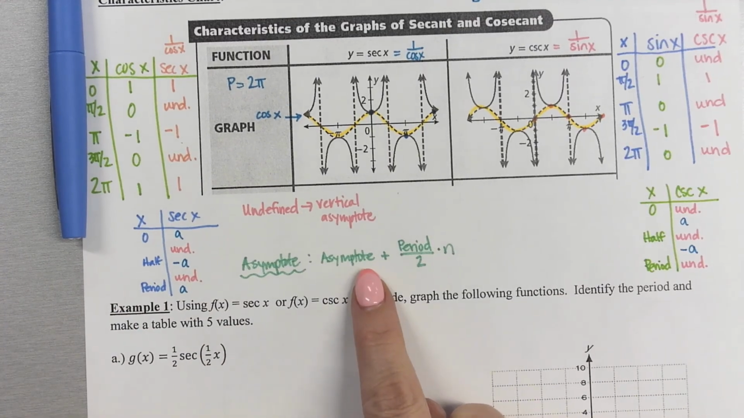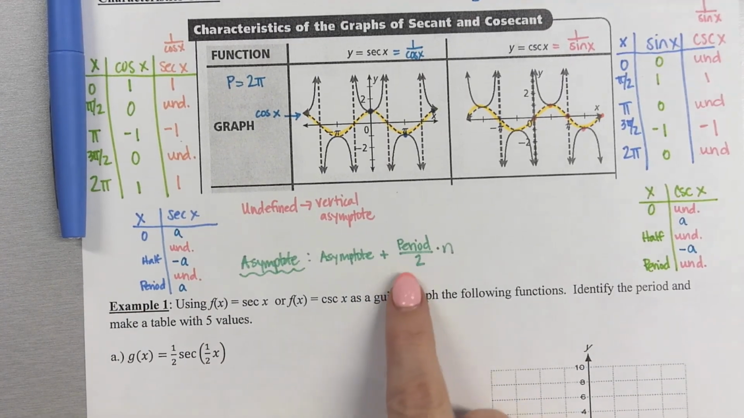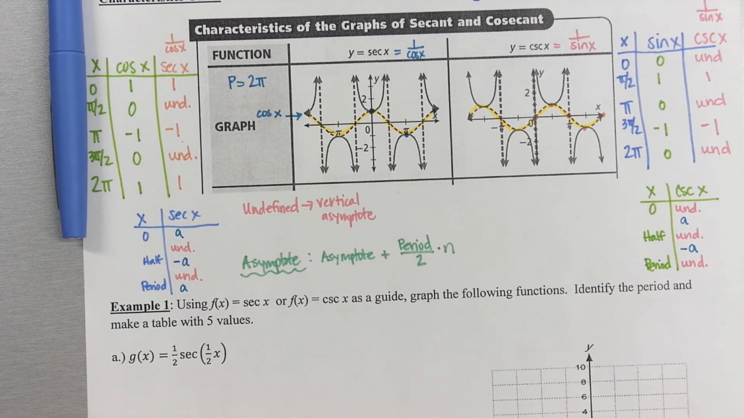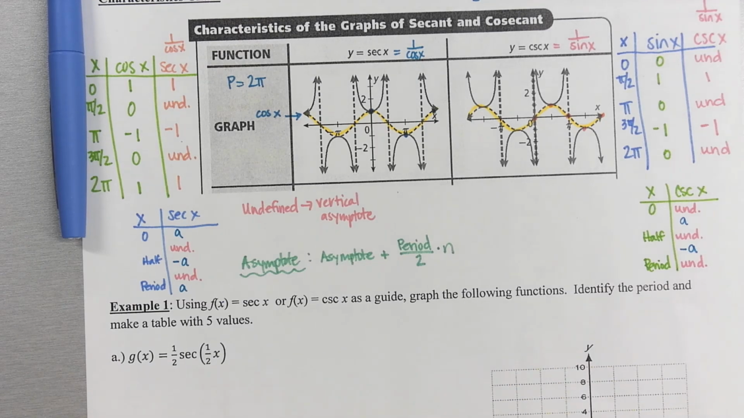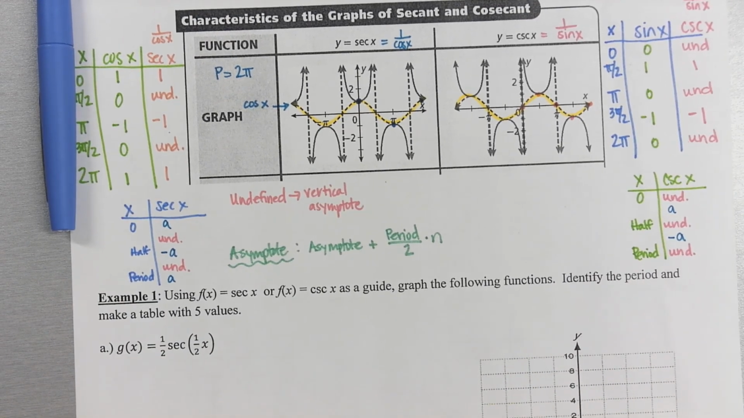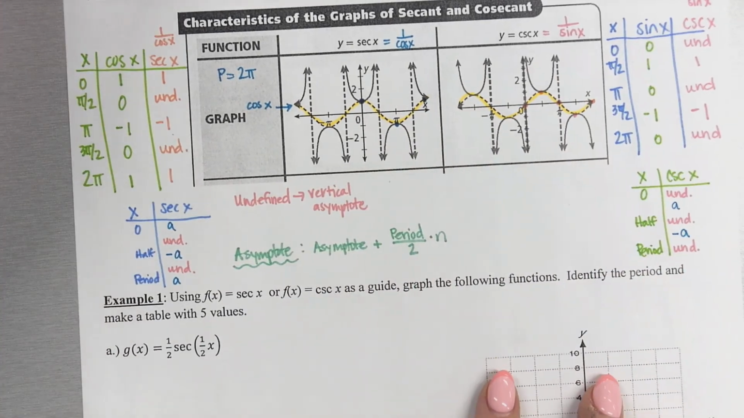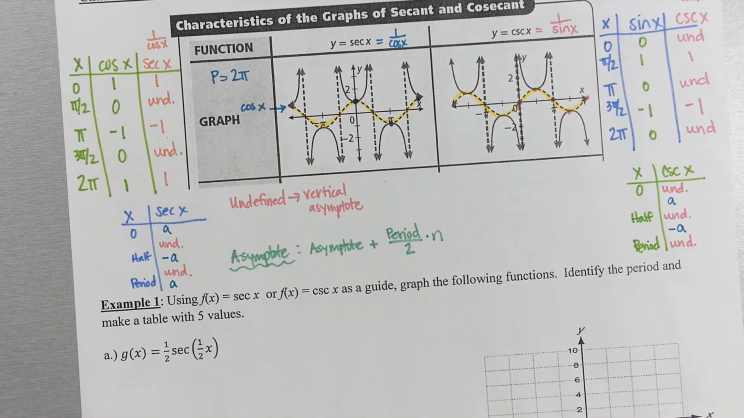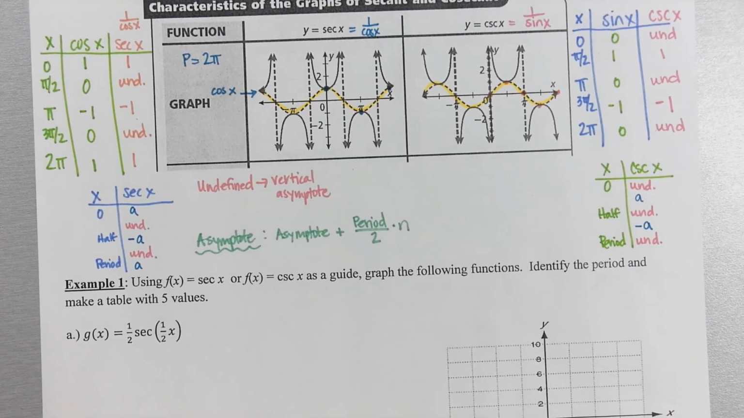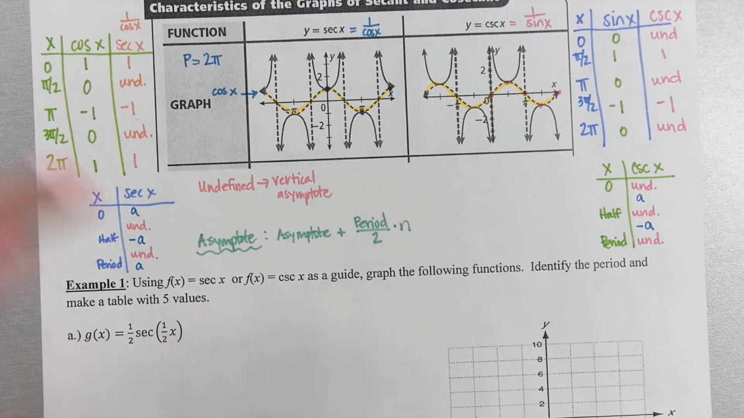I'm going to write this both ways throughout. The period divided by 2 times n, or just 1/2 of the period times n, those will be the same thing. For these, your a value is 1, but your a value is going to change based on the graphs that you have.